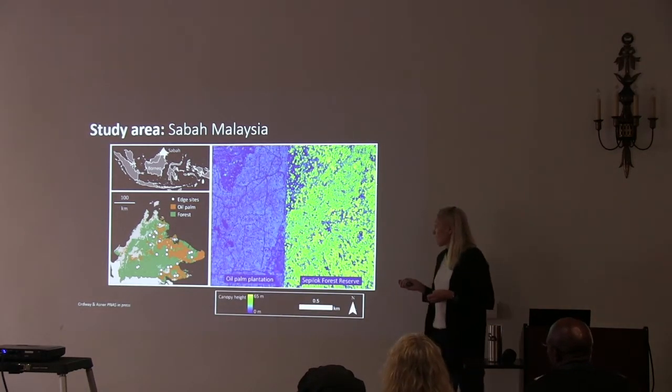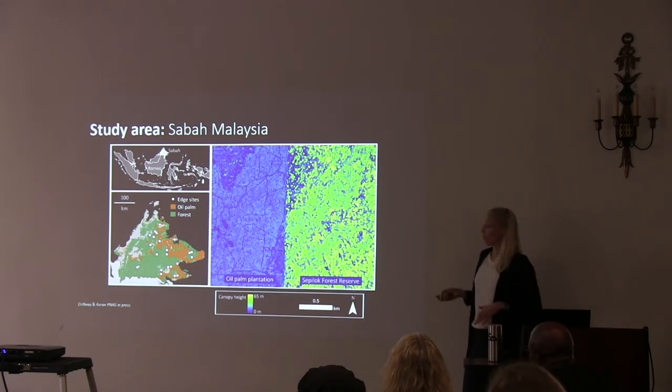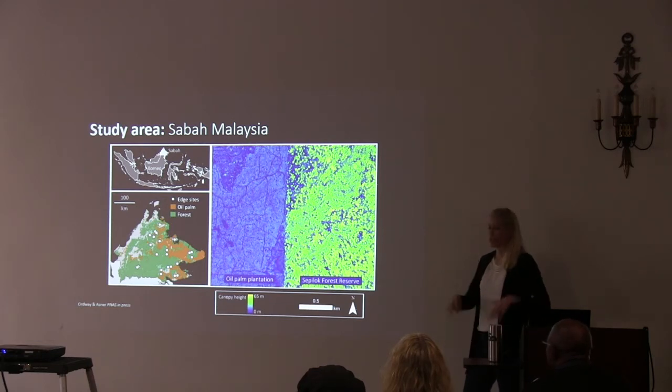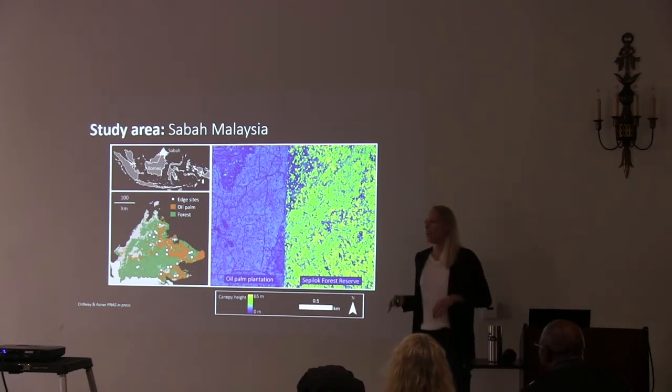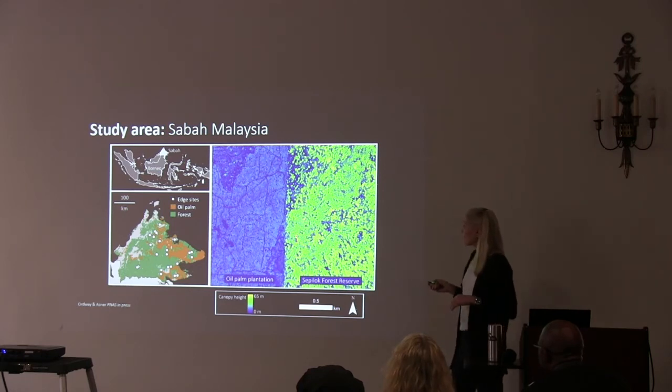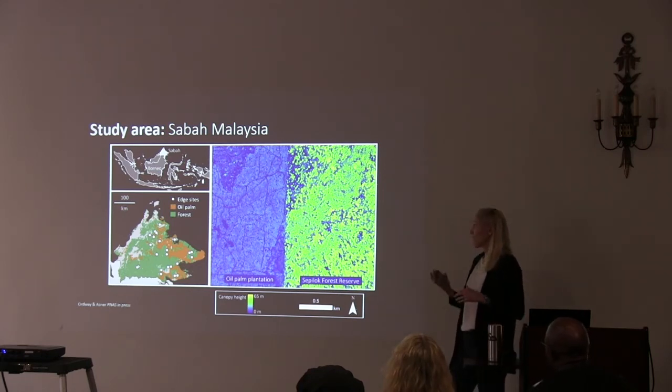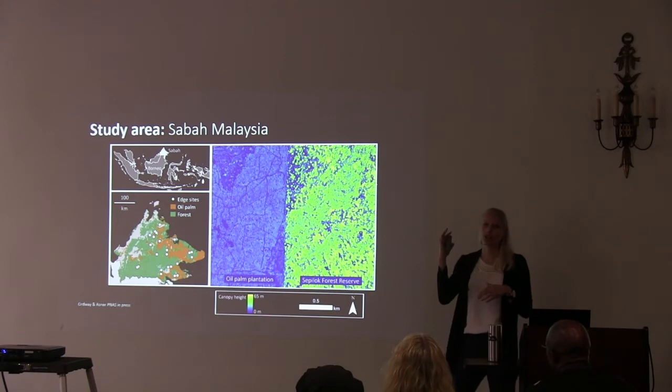So this is, again, that LiDAR data now looking from a bird's eye view, just to highlight the stark contrast along these edges. So on the left, you're seeing the oil palm plantations, which come in at about 11 meters tall at full maturity. And that's really in contrast with this incredibly heterogeneous, but much, much taller forest canopy that easily reaches about 65 meters.